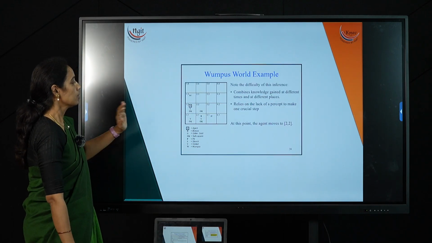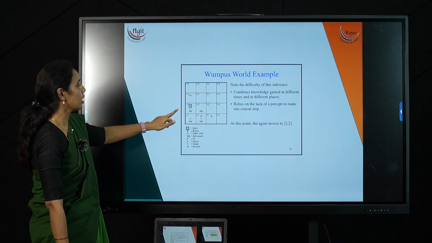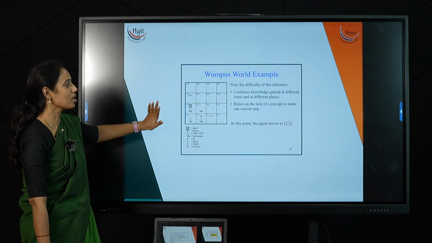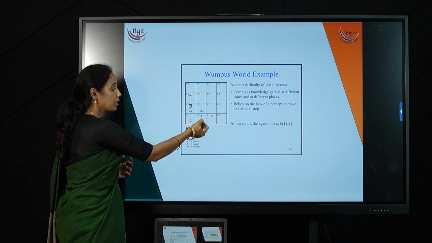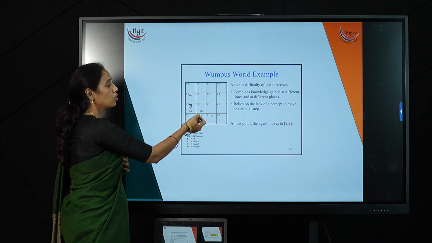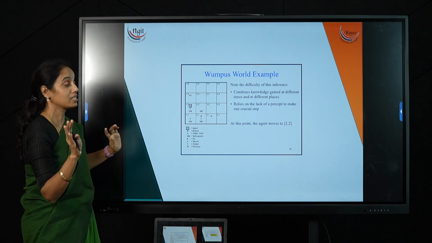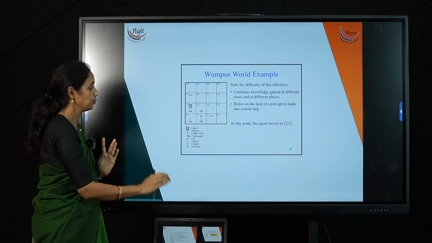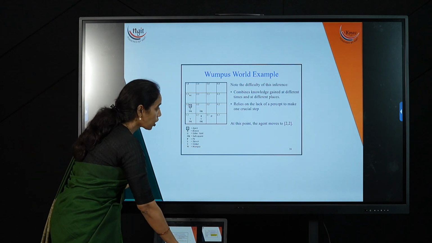Then at this point the agent moves. This inference combines knowledge gained at different times and at different places. Here he is feeling a breeze, here he is feeling a stench. So a lot of perception is required for a knowledge based agent to make one crucial step. That is the important thing here. So at this point the agent simply moves to 2,2.